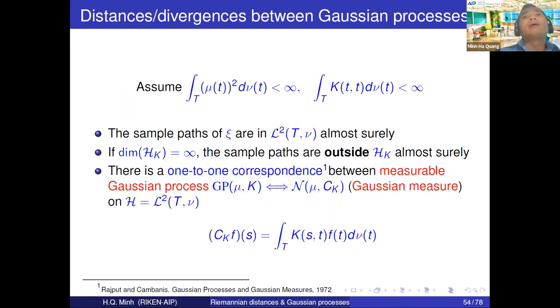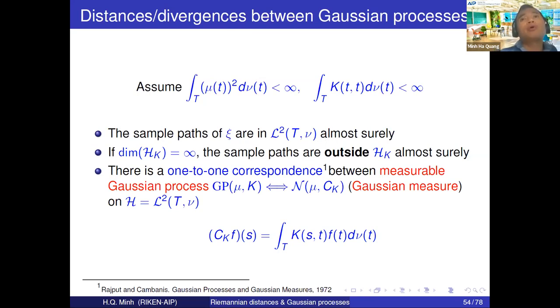And so now let's assume that this function mu(t) here is square integrable, so ∫ dt dμ(t) < ∞, kind of similar to before. According to Rajput and collaborators a long time ago, 1972, this formula is necessary and sufficient for the following: the sample paths of the process are in L2(dν) almost surely. So they are square integrable almost surely.